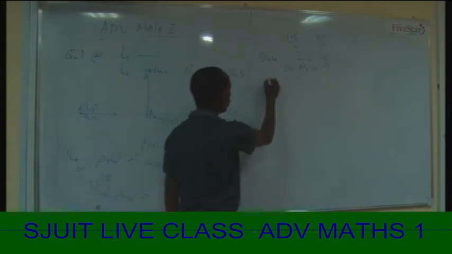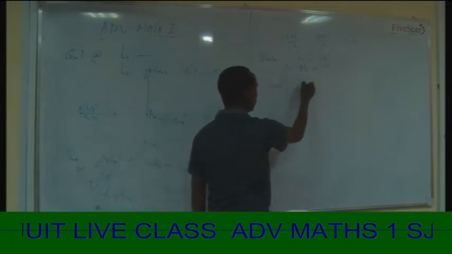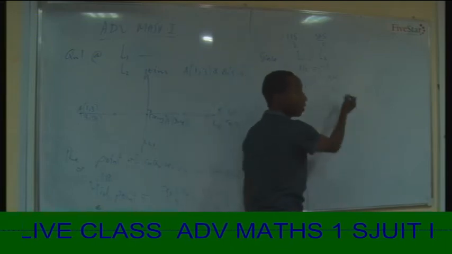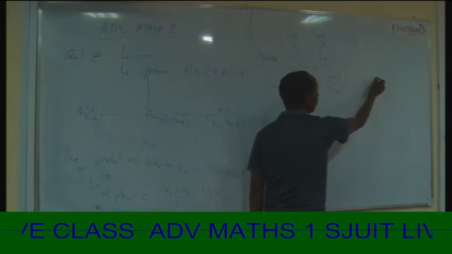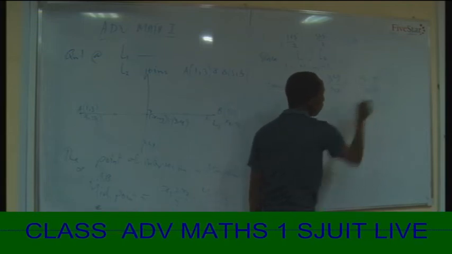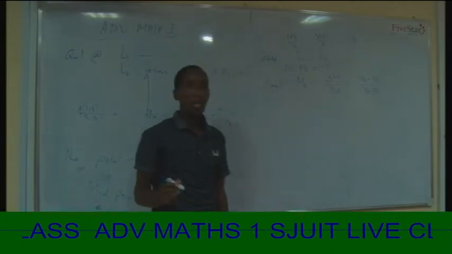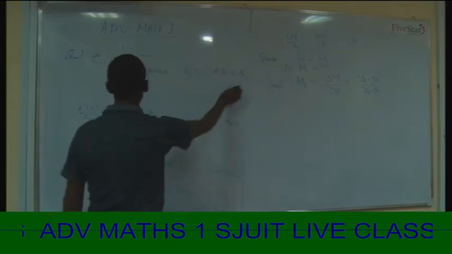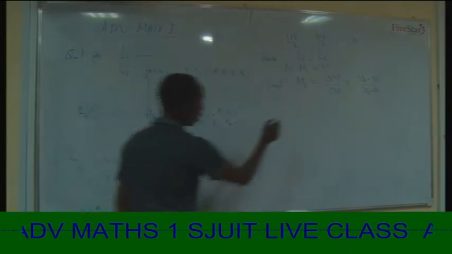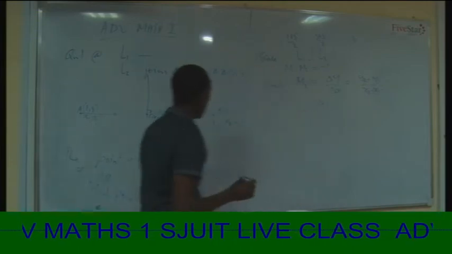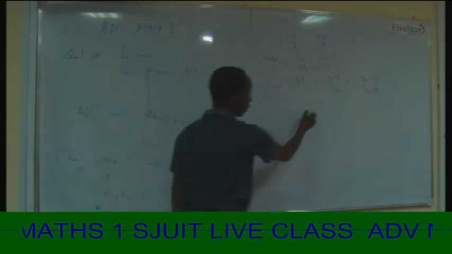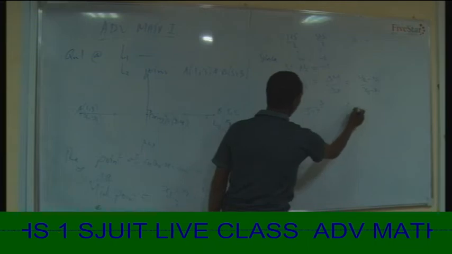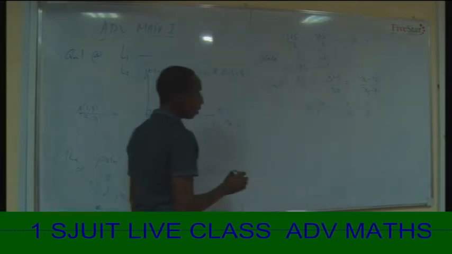The gradient m2 of line 2 is the change in y coordinate divided by the change in x coordinate, which is y2 minus y1 divided by x2 minus x1. That is how we obtain the gradient of a line. Here y2 is 5, so it is 5 minus 3 divided by x2 which is 5, minus x1 which is 1, so 5 minus 1. This equals 2 divided by 4, which is a half. That is the gradient of the second line.